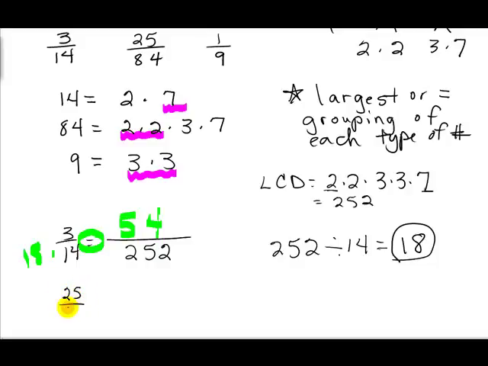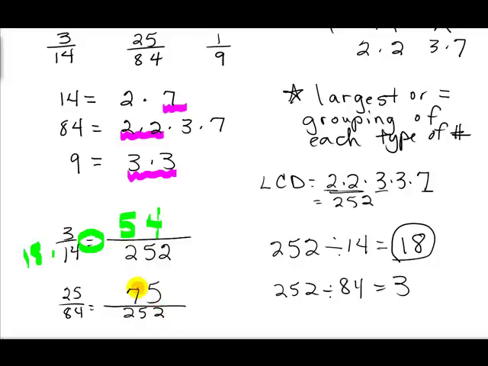So we have 25 over 84. When I look at 84, I've got 2 2's, and so there's those 2 2's, a 3, and a 7. So what's missing there is a 3. So again, you could have gone 252 divided by 84 and gotten the 3. Or you could look at your LCD and see what's already here for 84 and find what's missing. So I'm going to multiply the 3 times the 25 to get 75.